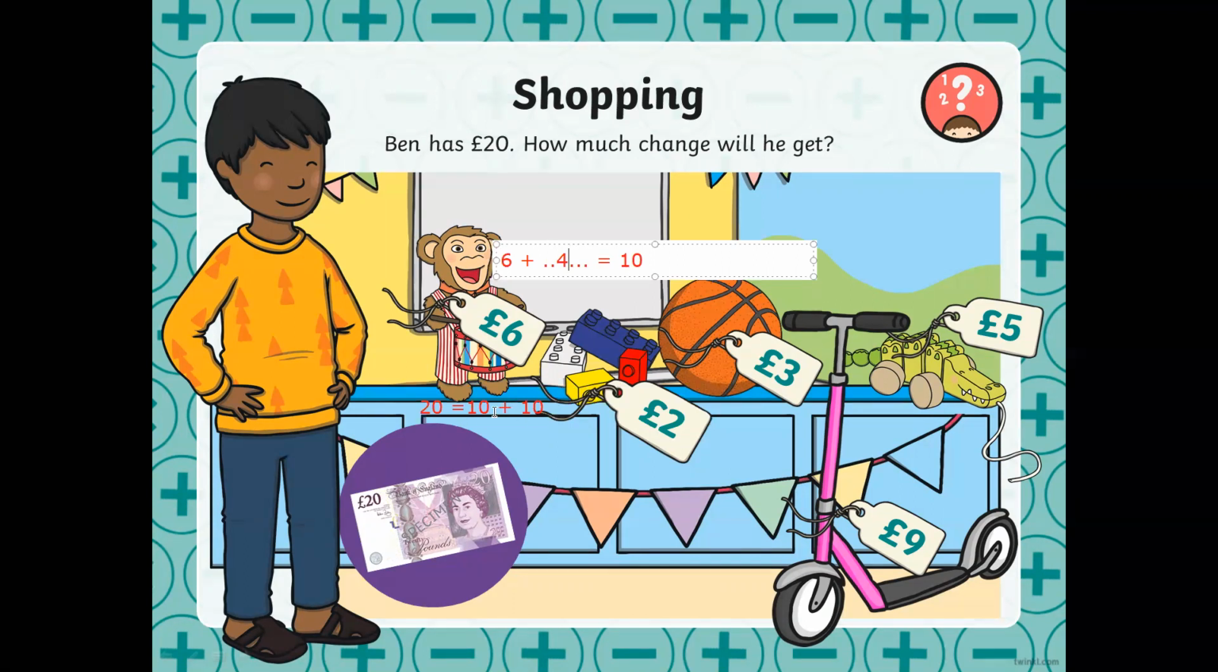So from the first 10 we will have $4 left. And we still have the other $10, a whole $10 left. So our change here will be the other $10. It's going to be the 10, and what we have left from the first $10, it will be 4. 10 and 4 will be 14. Again, look, the 20 is 10 and 10, right?